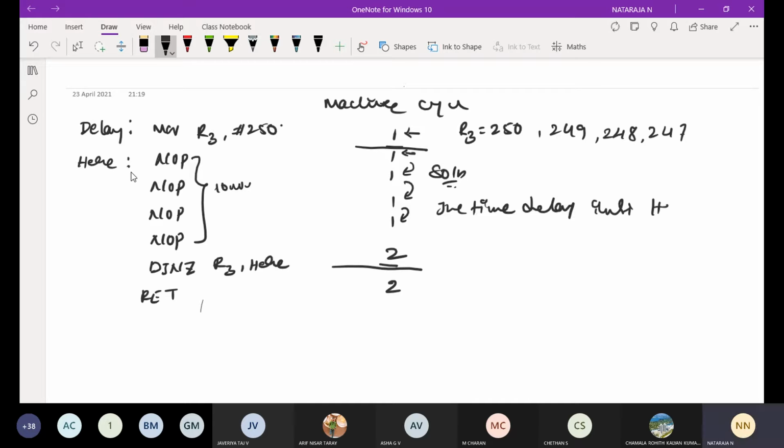So make a note: the time delay inside the loop here is 1 plus 1 plus 1 plus 1 plus 2. Totally one.